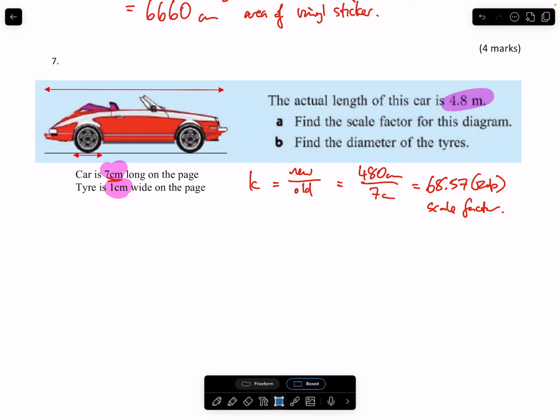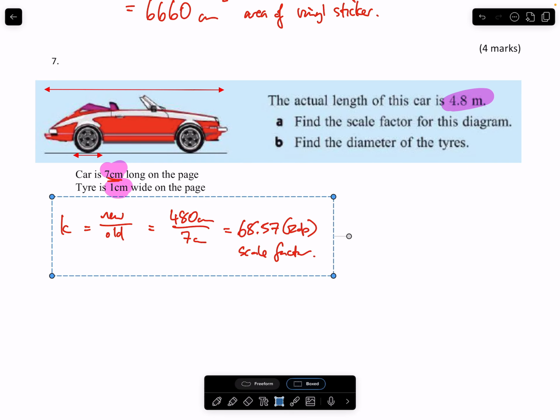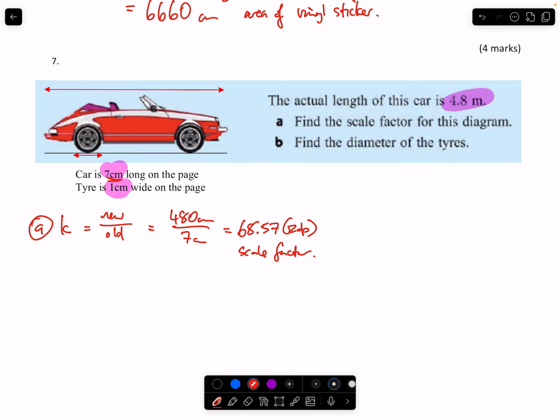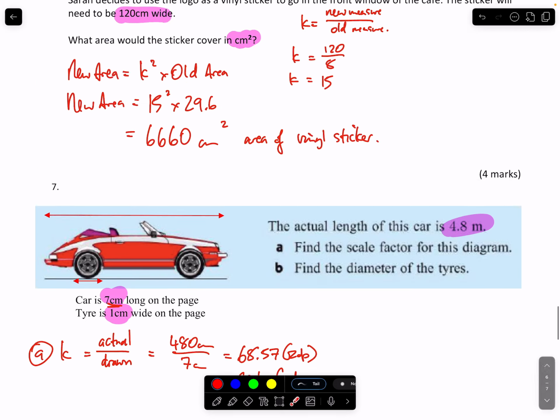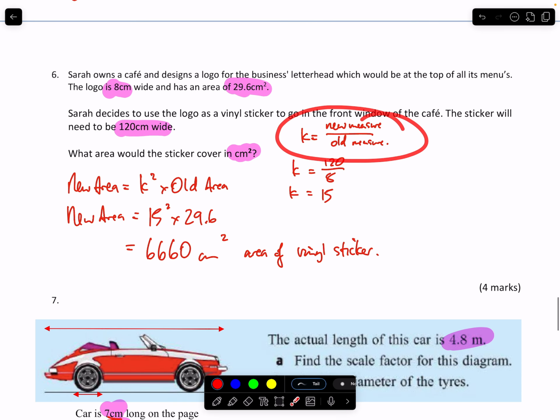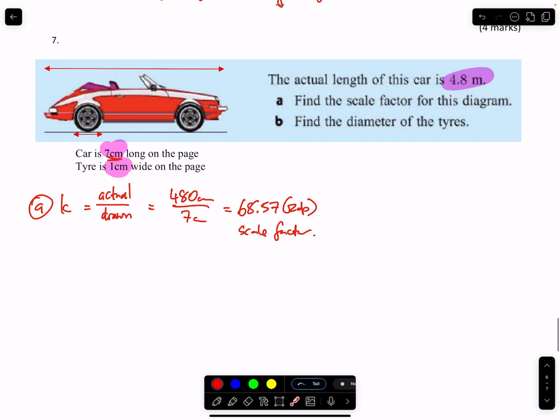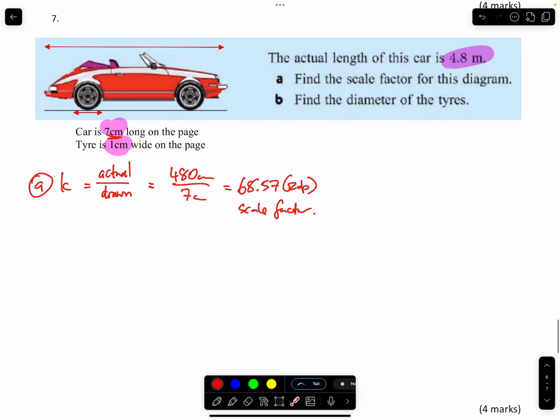So that is A. Why am I doing this off to this side? That's literally the answer to the question. Actually, I now remember the formula I would give you in this actual topic is the actual over drawn. Got a little confused because you're using the same formula here, but in a different scenario. Actually the same thing, but for scale diagrams, you're given K is the actual size over the drawn size. Same answer.